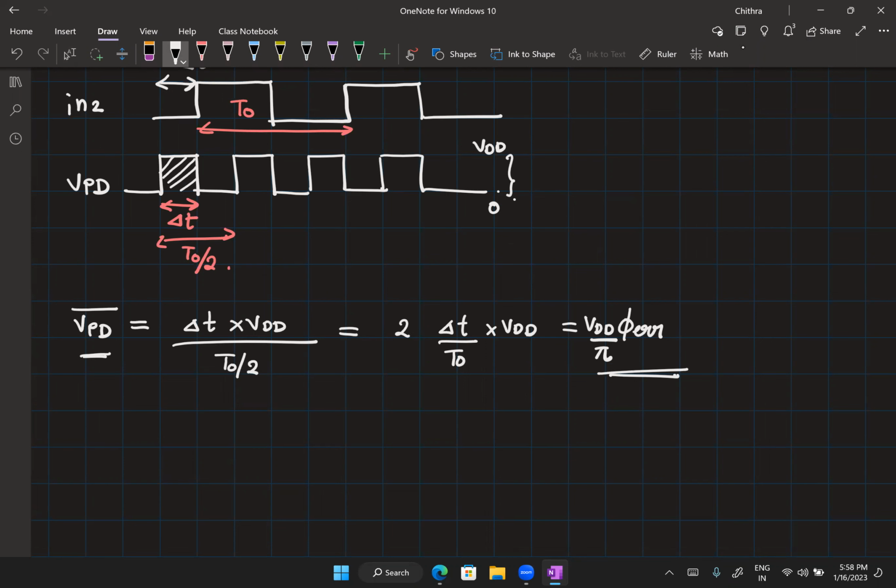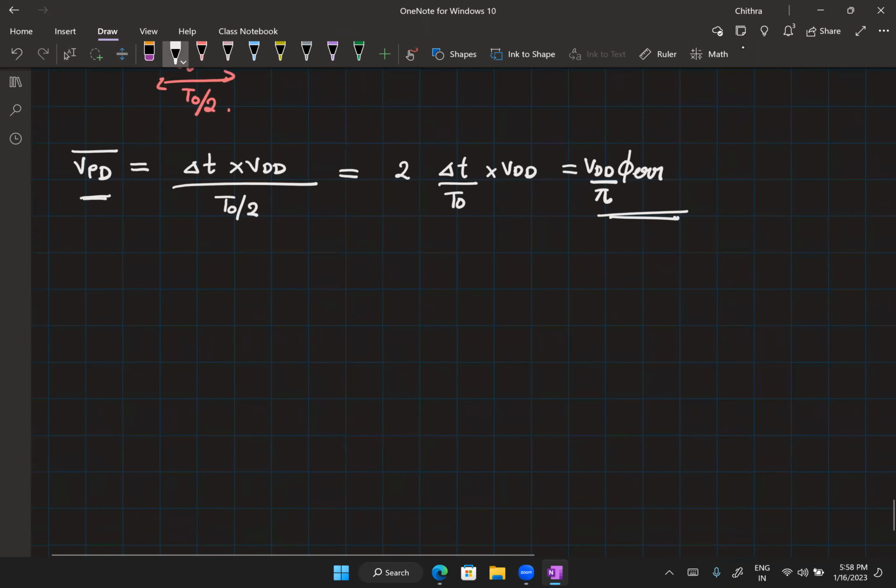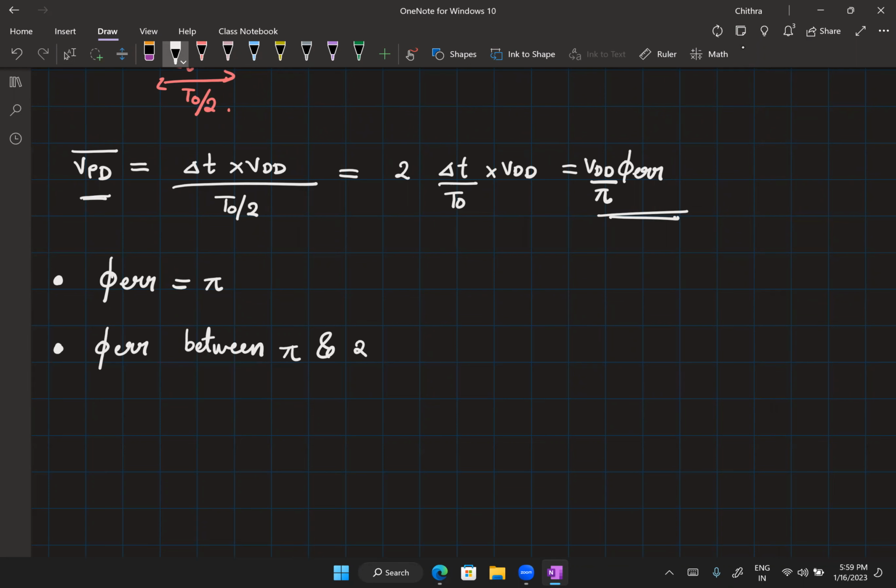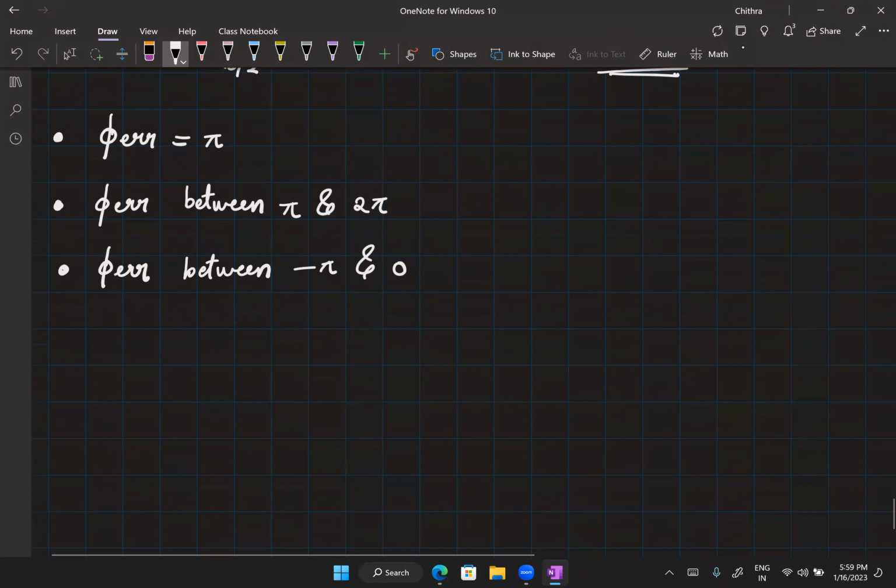So even though we are operating with a non-linear block, our VPD average is linear to phase error. Okay. So now before I plot these characteristics, I actually want you to plot this for phase error equal to pi, for phase error between pi and 2 pi, and for phase error between minus pi and 0. I'll tell you the reason why we are checking for these three conditions.